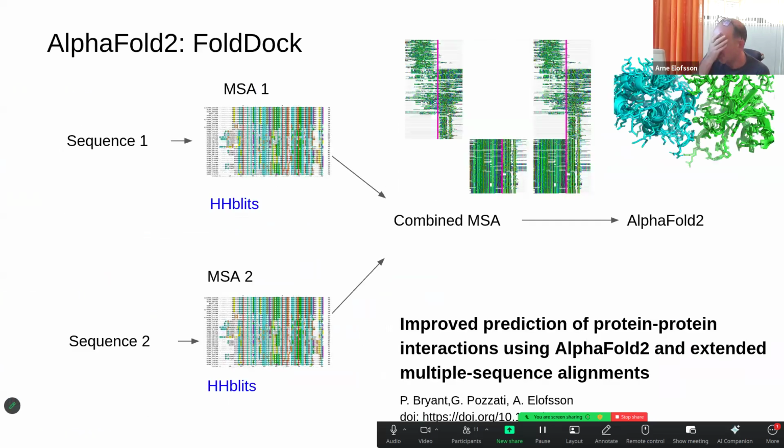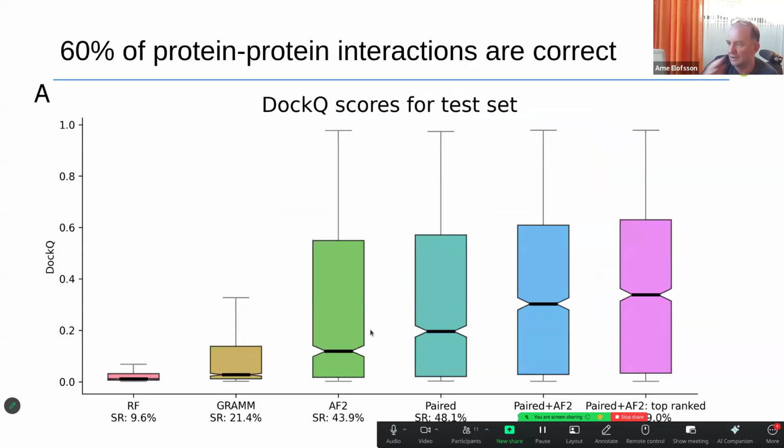Let's go. So we went on with this AlphaFold 2 when it was released and did the same thing as we had done before for predicting interactions. We took 2 MSAs and combined them. Instead of running trRosetta and DCA and those methods, we ran AlphaFold 2. And not surprisingly, we got much better performance.